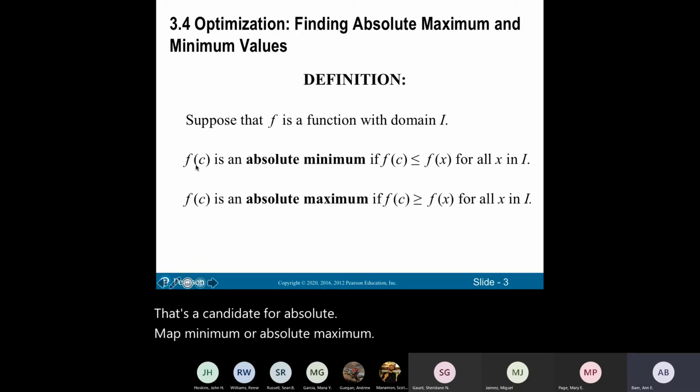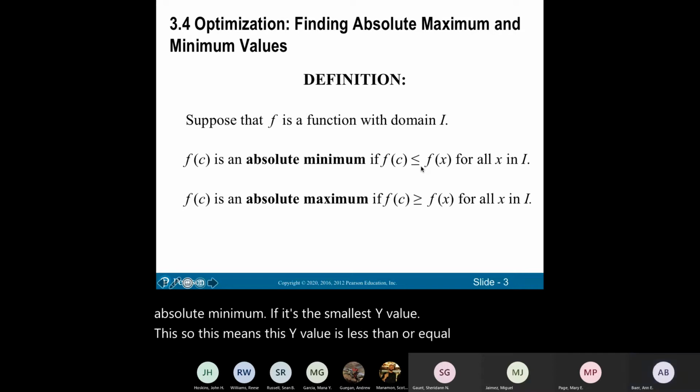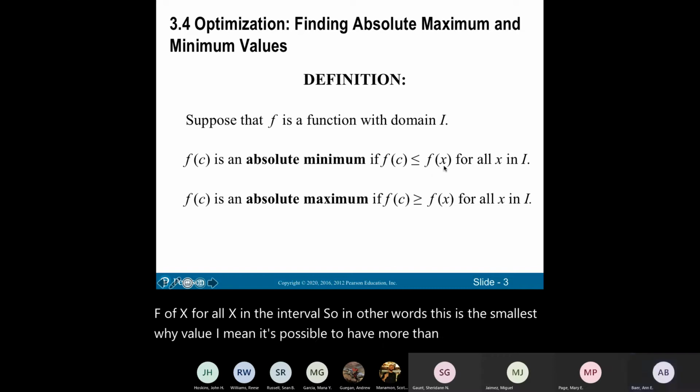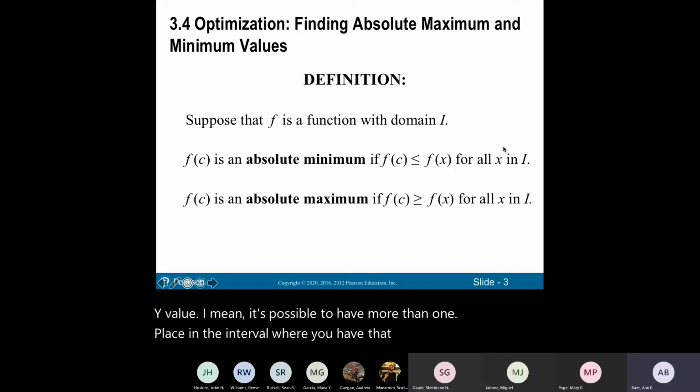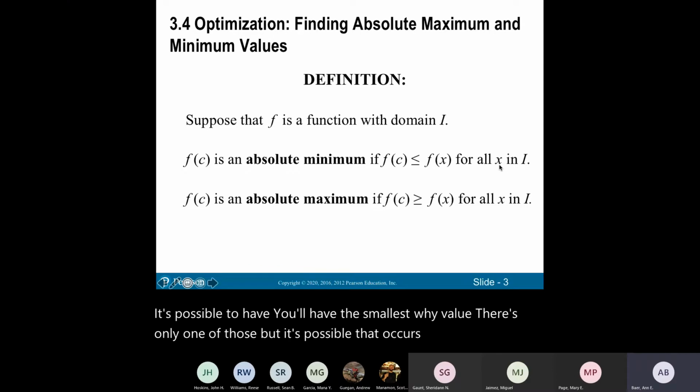So f of c, the y coordinate when the x coordinate is c, is an absolute minimum if it's the smallest y value. So this means this y value is less than or equal to f of x for all x in the interval. So in other words, this is the smallest y value. It's possible to have more than one place in the interval where you have that smallest y value. There's only one smallest y value, but it's possible that it occurs at multiple x's.